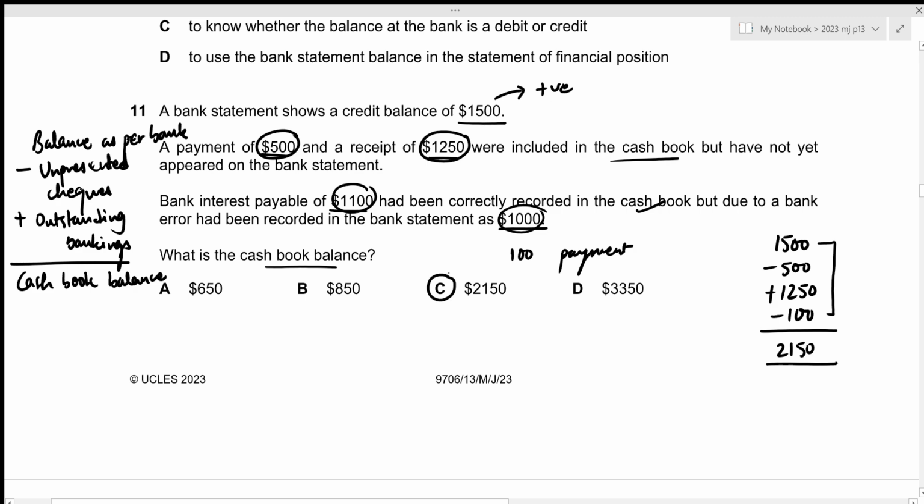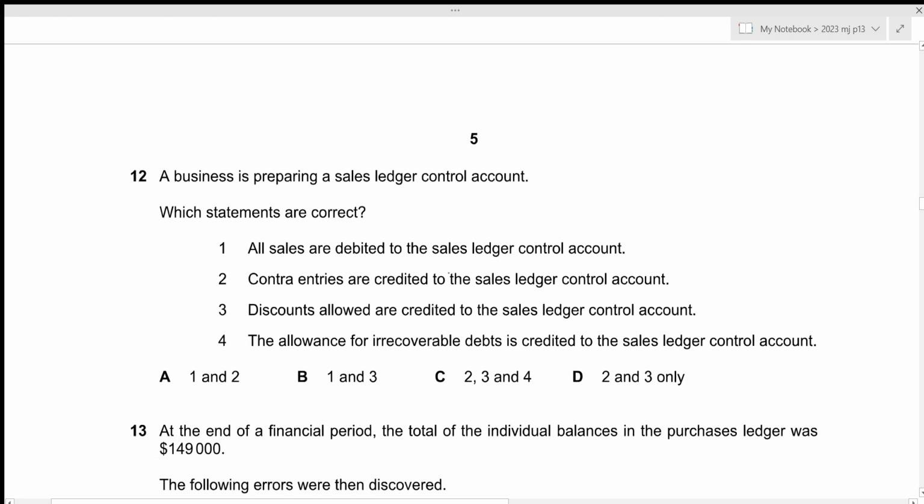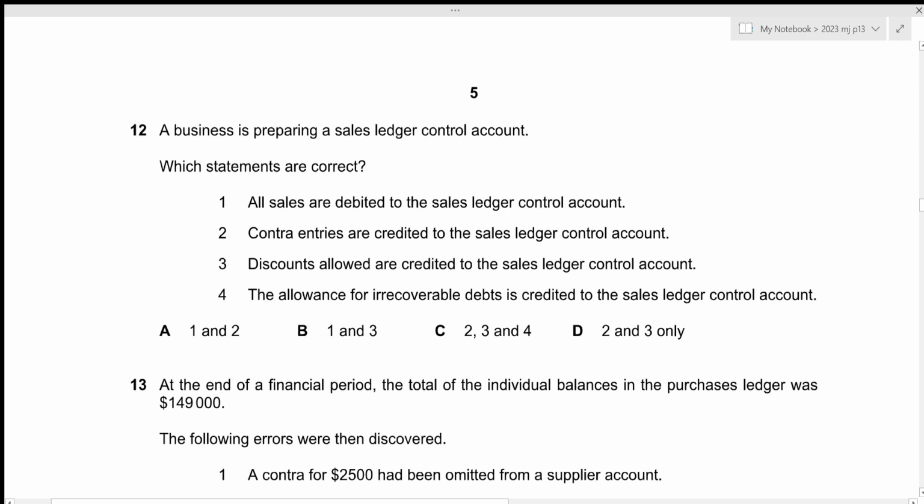Let's move towards the 12th question. A business is preparing a sales ledger control account. We need to figure out which of the following statements are correct. The first one is that all sales are debited to the sales ledger control account. So it's true that we debit our sales, but not all sales. We only debit all of our credit sales. So this is incorrect.